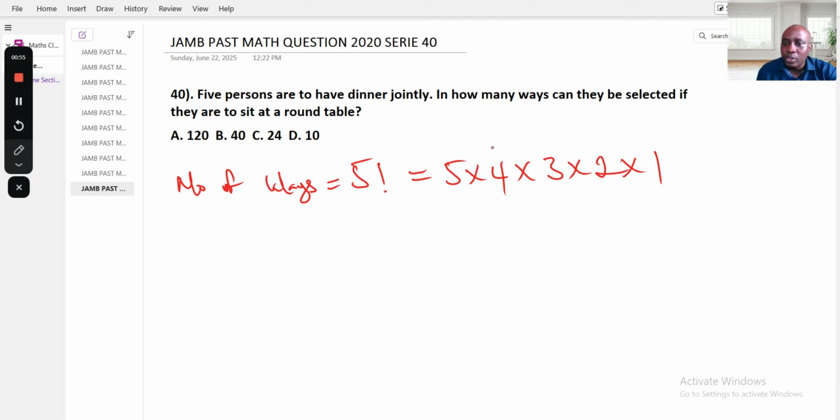Therefore, 5 times 4 is going to give us 20. 20 multiplied by 3 is going to give us 60. 60 multiplied by 2 is going to give us 120. 120 multiplied by 1 is going to give us 120. Therefore, they are going to do what? To be selected in 120 ways is our final answer. Do we have 120 from that option? Yes, our final answer is what? A.